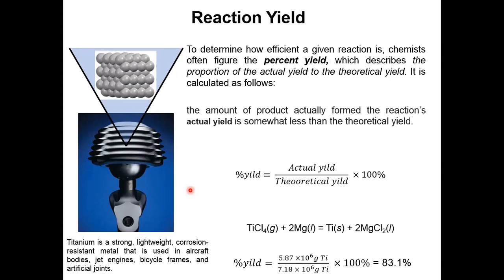So in this particular case, it was calculated that according to this reaction and the conditions you had, you needed to produce this amount of titanium. But for some reason, it was not produced, and the actual production was just this amount. So the percent yield was found to be 83.1%.